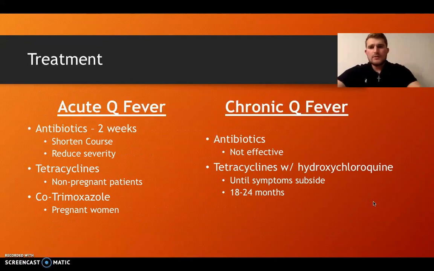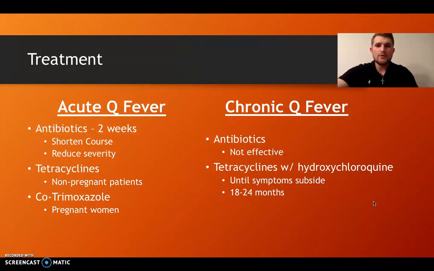So for treatment, the acute Q fever is able to be treated with antibiotics. It'll typically be given for about 2 weeks to just reduce those symptoms and then shorten the length of the infection. So non-pregnant patients are going to get tetracyclines, and then to avoid those side effects for pregnant women, they're going to recommend a cotrimoxazole for them.